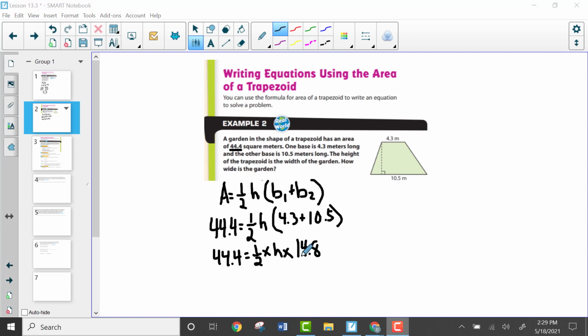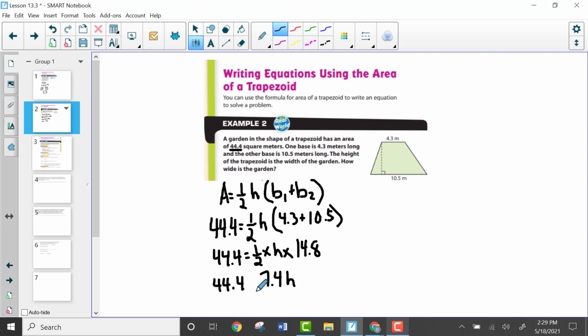Now, obviously, we cannot multiply a half or the height by 14 8/10 or by 1/2. So what we do is we take the 1/2, multiply it by 14 8/10. That's going to give us 7 4/10 times our height. And we know the area just drops down again.